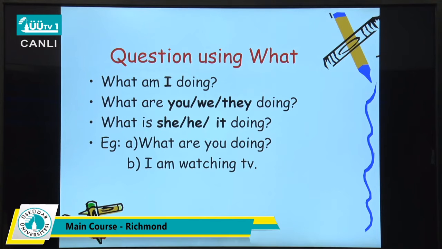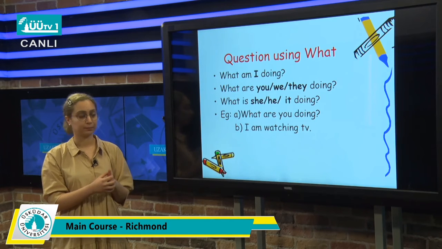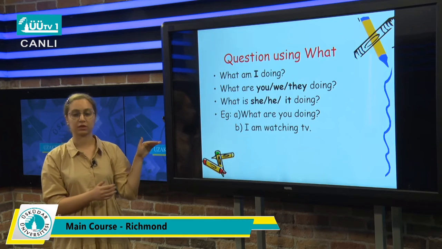With the WH questions, what am I doing? What are you doing? What is she doing? What are you doing? I am watching TV. For example, we put the WH question at the beginning and then we put am, is, are, and you see the structure like that.